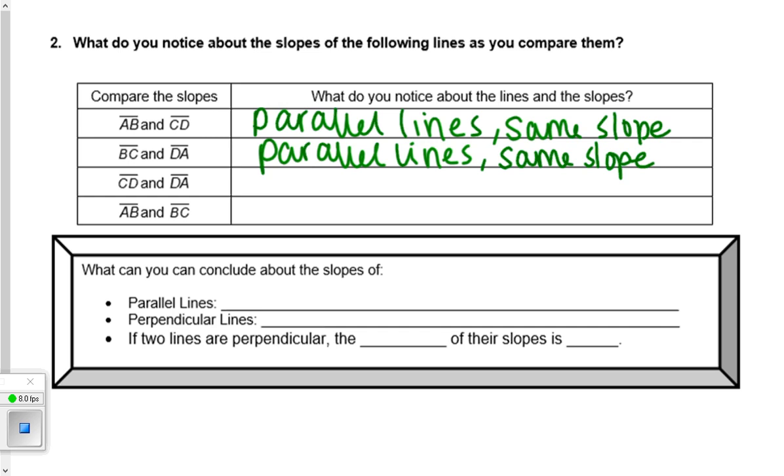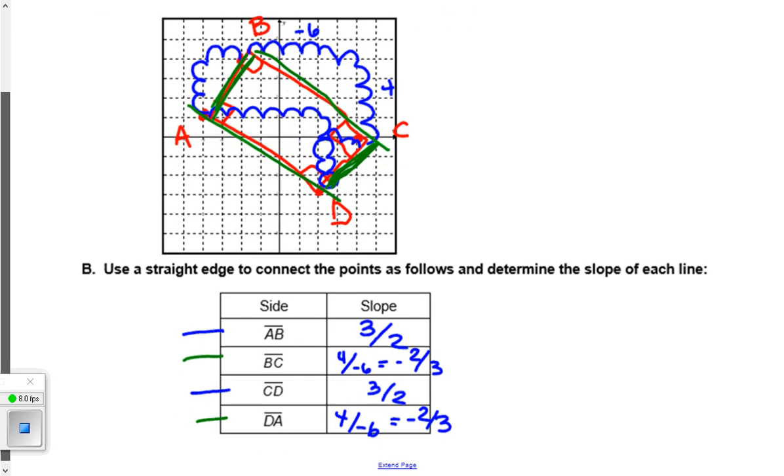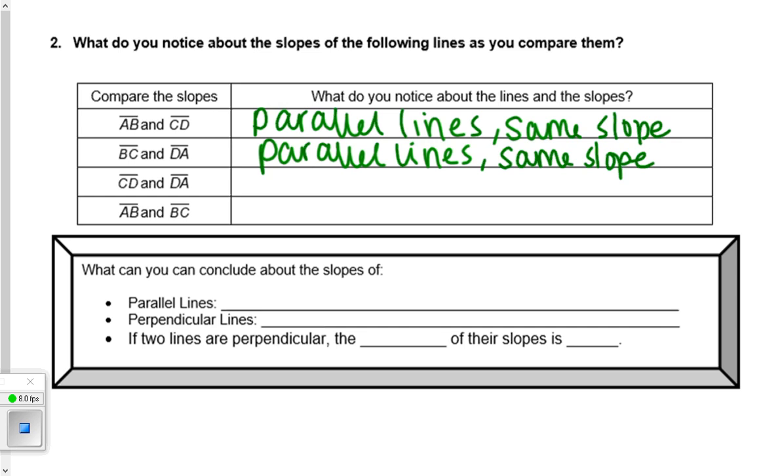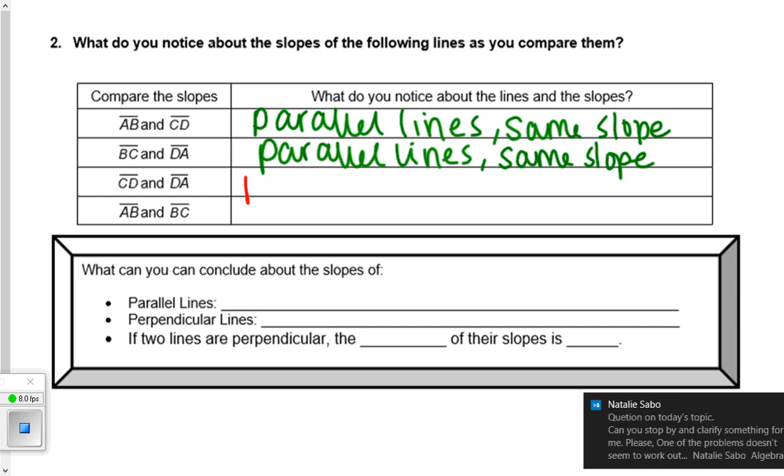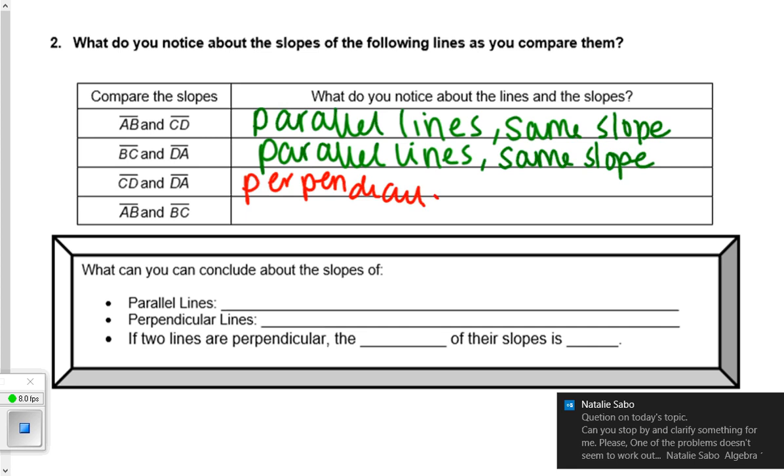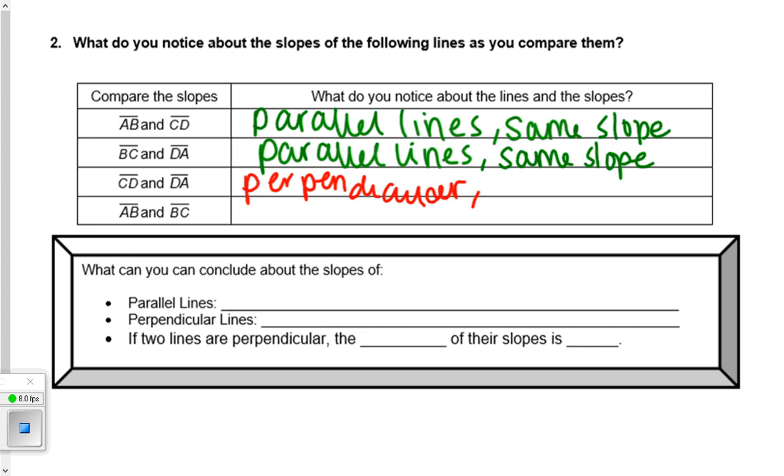Okay, so now we're switching gears a little bit, CD and DA. Okay, let me erase this real fast. CD and DA, so that's the bottom two down here. 3 halves and negative 2/3. Okay, that's interesting. Looking at my picture, it's these two, CD, DA. Those meet in a right angle, sorry. So CD and DA, think about our warm-up, those are perpendicular. Perpendicular, I got a little crazy there.